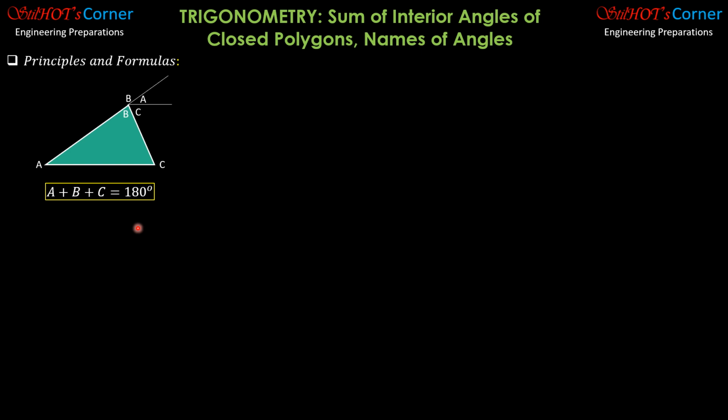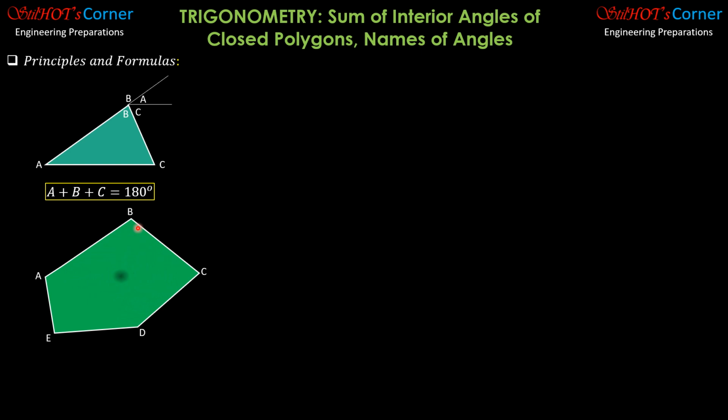Then how about for closed polygons of any sides or any number of corners? So we use this concept in order to derive the formula for the sum of the interior angles of a closed polygon. So I have here a representative polygon which is a pentagon, but you can also have a quadrilateral, four sides. So if there are four sides, we draw diagonals AC. We draw line AD.